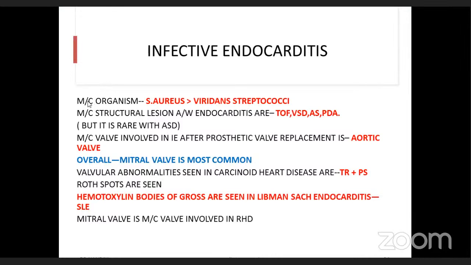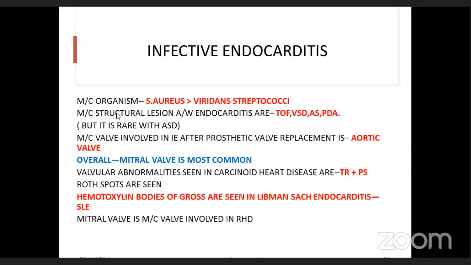Infective endocarditis: the most common organism is Staphylococcus aureus. Then you have viridans, that is streptococci. Next, the most common structural lesion associated with endocarditis.